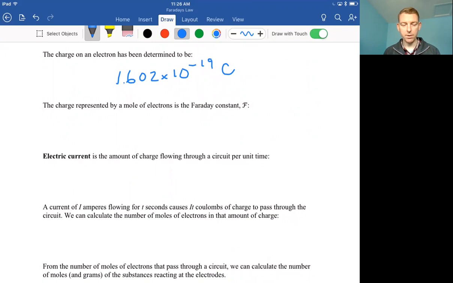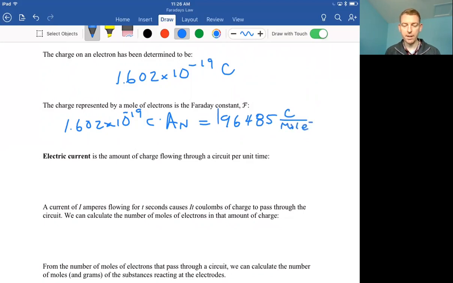Charge represented by a mole of electrons. In order to do that, we're just going to take this number, 1.602 times 10 to the negative 19 coulombs, and multiply it up by Avogadro's number. So if this is the charge on one electron and we want a mole of electrons, we multiply that and we get 96,485 coulombs per mole of electrons.